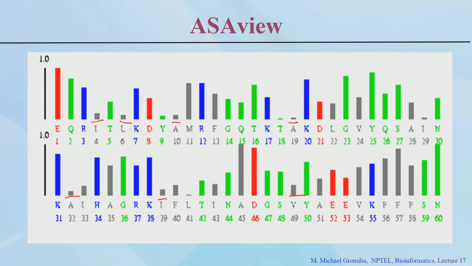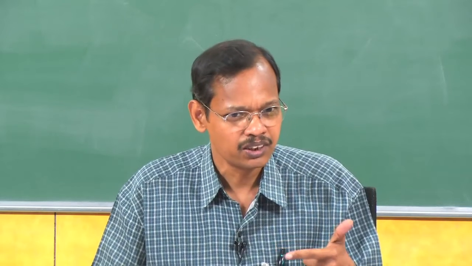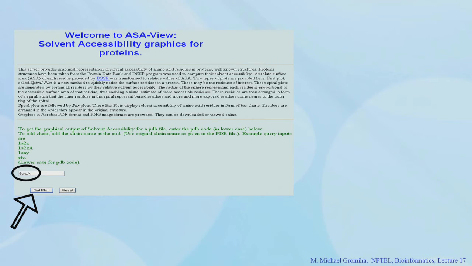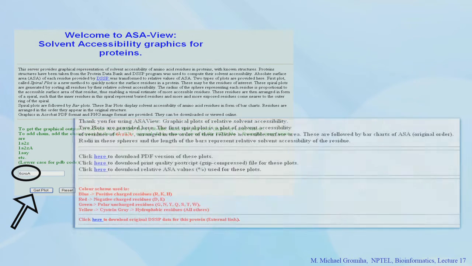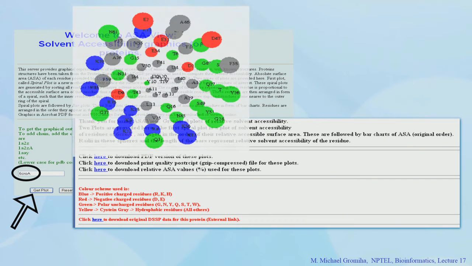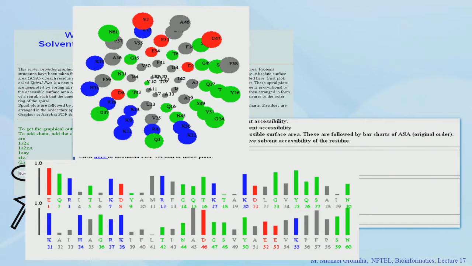So, we have the values, and we can make either a spiral plot or a bar chart to see how these residues are distributed based on accessible surface area. We have a web server which can take any PDB ID. Once you get the PDB ID, you can choose the types of plots you require, depending upon which one you want, the PDF version or any relative values, whatever you need. You can see this spiral plot and the bar chart.